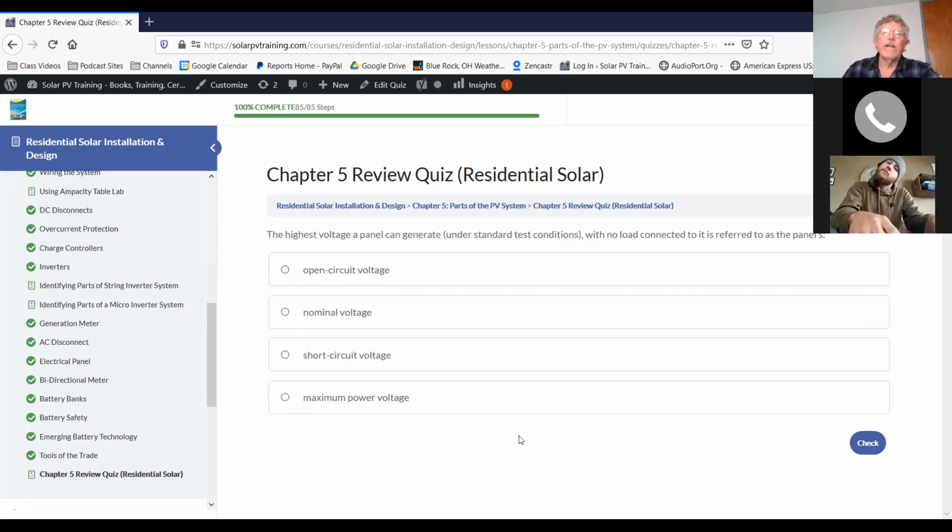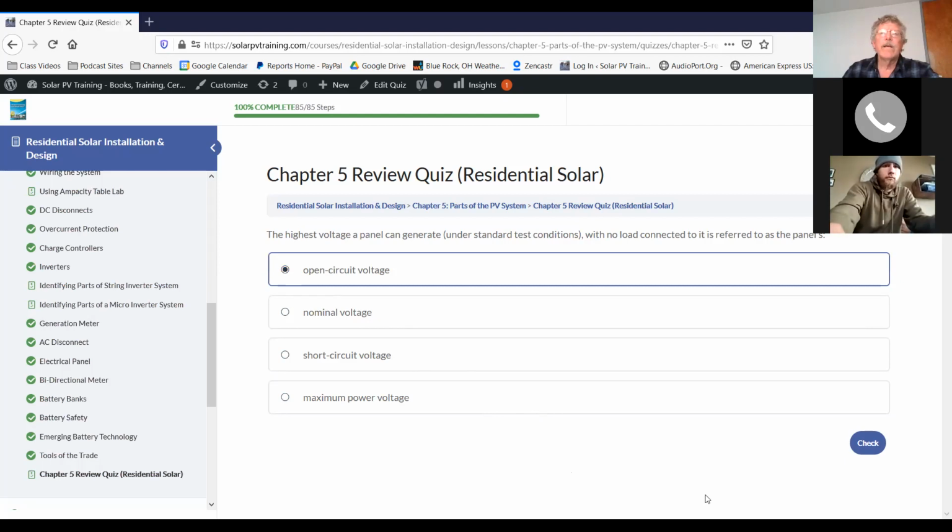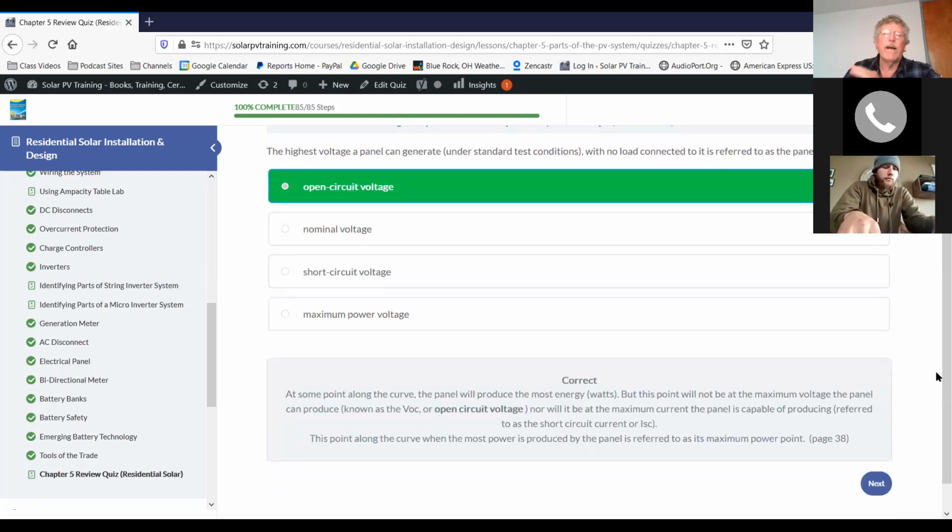The highest voltage a panel can generate under standard test conditions, with no load connected, is referred to as the panel's open circuit voltage, or the VOC. That is the highest possible voltage that panel might produce under standard test conditions, and that's an important caveat, because standard test conditions say that the panel is in 1,000 watts per square meter irradiance and a temperature of 25 degrees Celsius. Well, sometimes it gets colder than 25, so it may be producing more voltage. So again, open circuit voltage is not the maximum that panel may ever produce. It's just the maximum it may produce under standard test conditions.